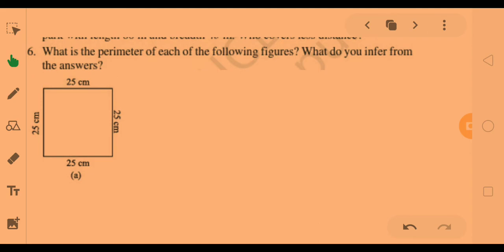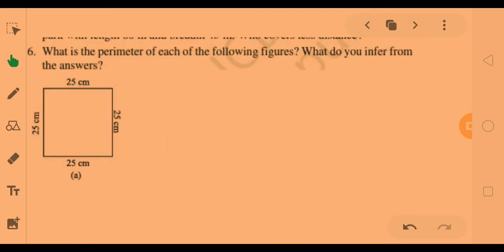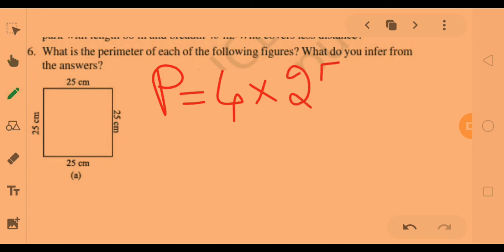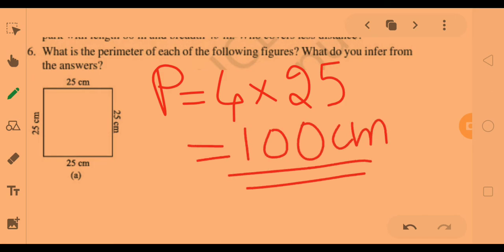Moving on to the next problem. What is the perimeter of each of the following figures? What do you infer from these answers? So there are some shapes given. So we have to find the perimeters of these shapes, and finally we have to write our inferences. So let us calculate the perimeter. So first figure is a square. Square perimeter is equal to 4 times the side. Side here given. What is the side measure? 25 centimeter. So 4 times 25, which is equal to 100. So 100 centimeter is the perimeter of square.